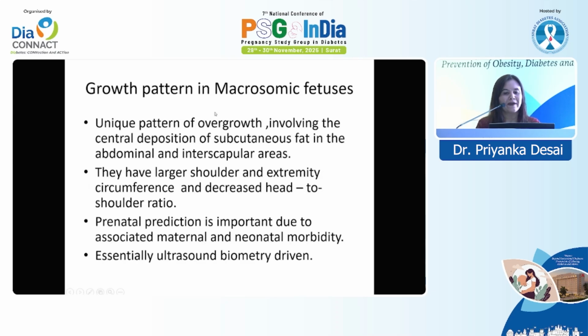So what is the growth pattern in macrosomic fetuses? It is a unique pattern of overgrowth, involving the central deposition of subcutaneous fat in the abdominal and the interscapular areas. They have a larger shoulder and extremity circumference and a decreased head to shoulder ratio. So the prenatal prediction is important due to associated maternal and neonatal morbidity.